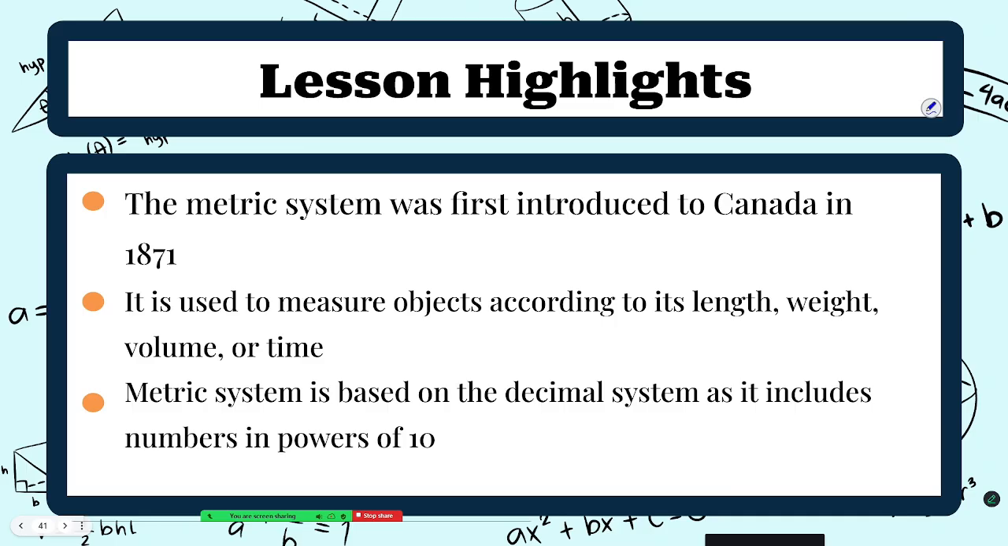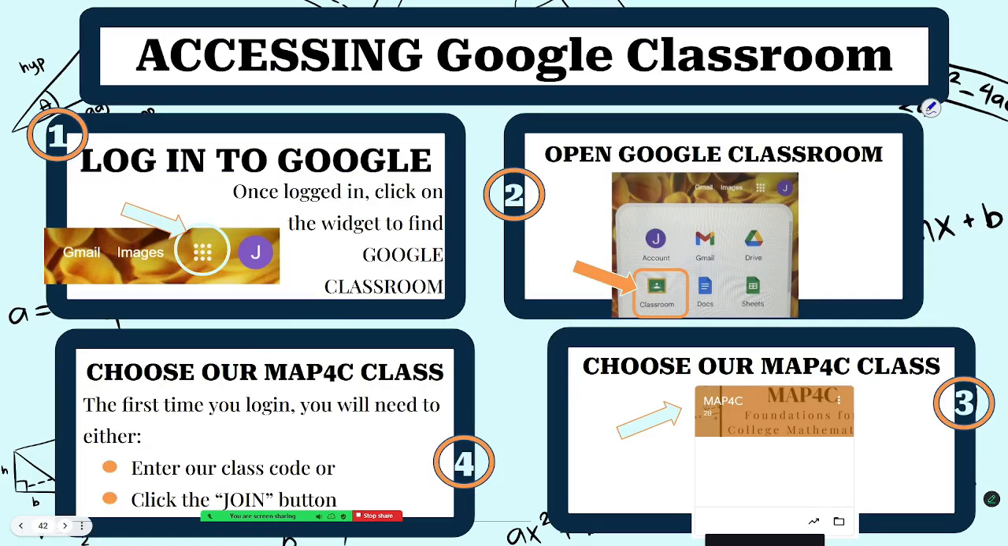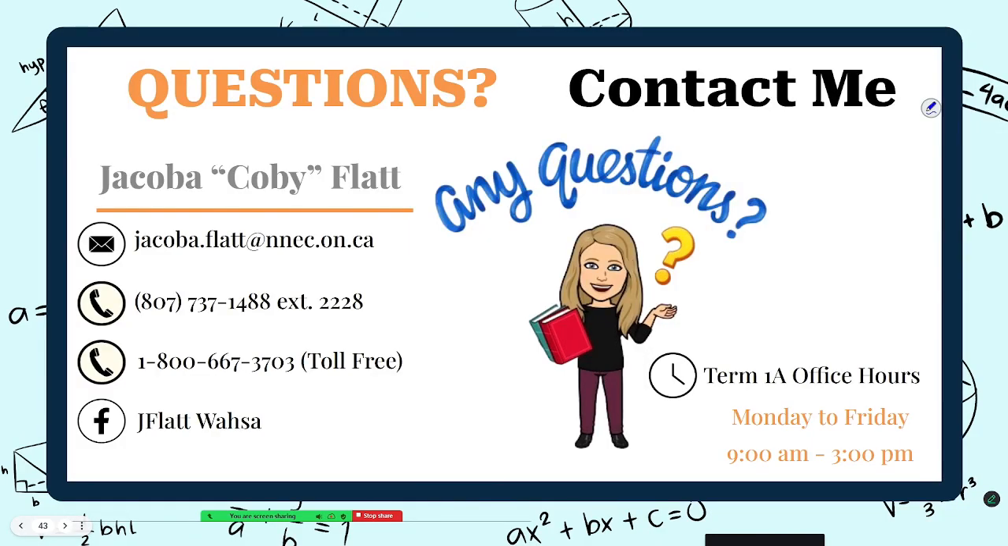You can keep in mind that the metric system was first introduced in Canada in 1871. But it took a long time for us all to be on the same page. When we're talking metric system, it is used to measure objects according to length, weight, volume, or time. Imperial system does that too, but the metric system is based on the decimal system as it includes numbers in powers of 10.